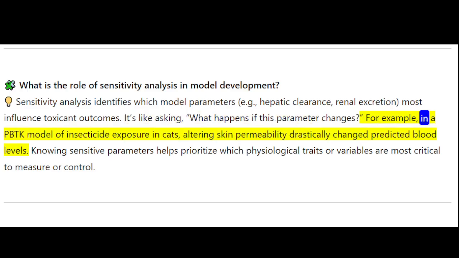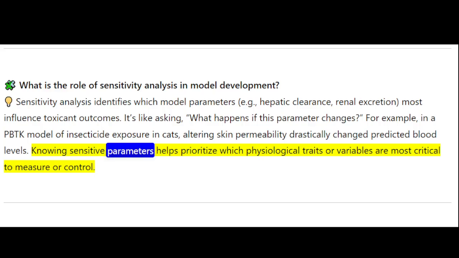For example, in a PBTK model of insecticide exposure in cats, altering skin permeability drastically changed predicted blood levels. Knowing sensitive parameters helps prioritize which physiological traits or variables are most critical to measure or control.